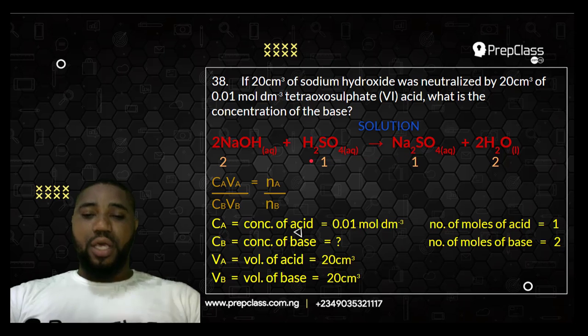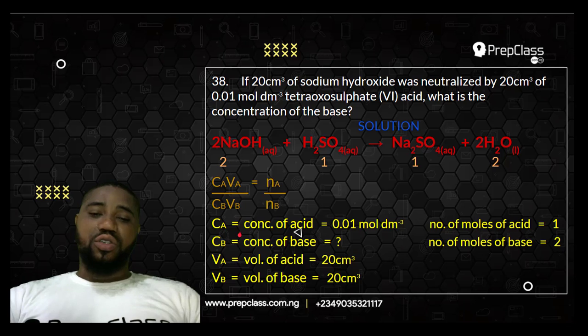The equation is balanced. So you now write the mole ratio. You see that 2 moles of NaOH is reacting with 1 mole of H2SO4 to give 1 mole of Na2SO4 and 2 moles of H2O. Now applying your formula, CAVA over CBVB equals NA over NB.